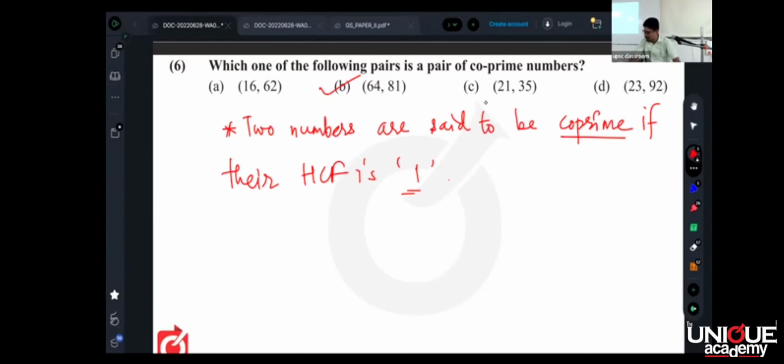Then option D. Those who are saying option D, let me tell them the 23 table. When you know the 23 table, 23 fours are 92. So their HCF is not 1. Their HCF is 23. Is it clear? And because of that, option B is the only required pair.